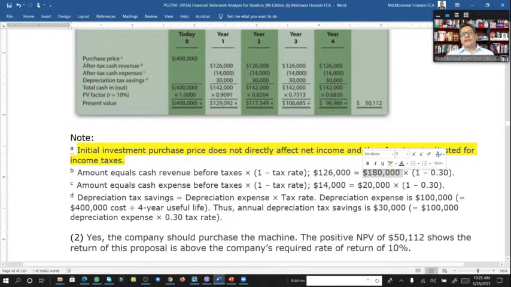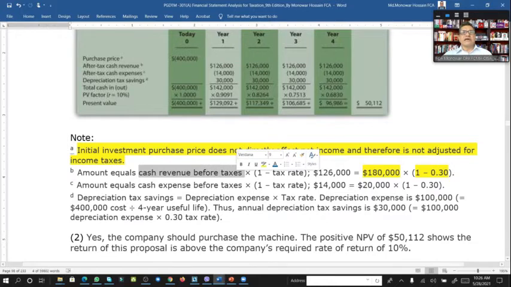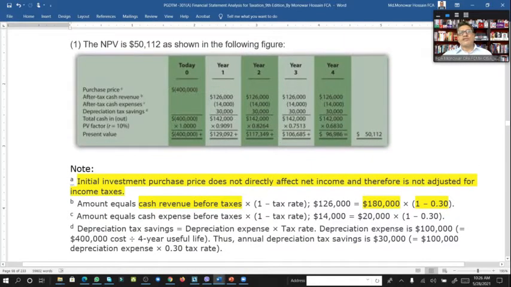So how will it adjust? Multiply by 1 minus the tax rate. So here it comes to 1,26,000. How does it come? It is the adjustment with the tax rate. It is the after tax cash revenue. Cash revenue is 1,80,000, but after adjusting for tax, it comes to 1,26,000. Because the life of the project is 4 years, we put 1,26,000 in years 1, 2, 3, 4.